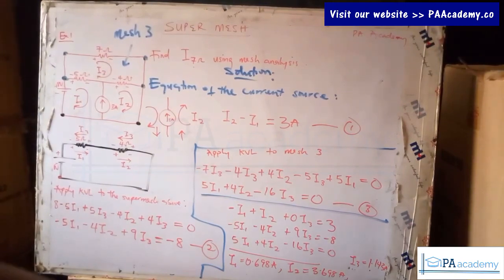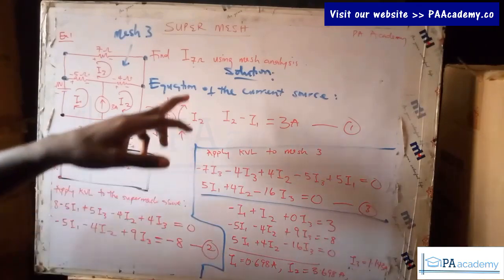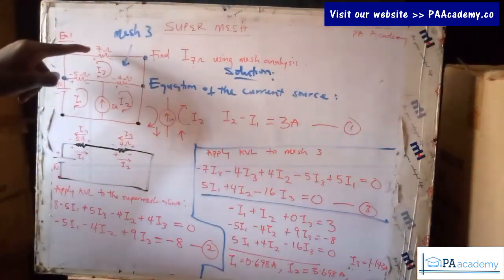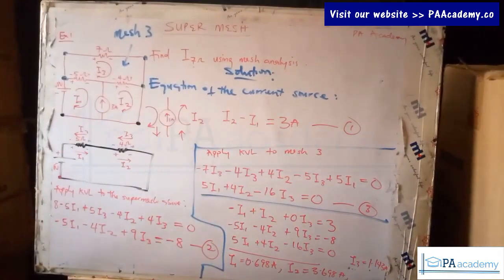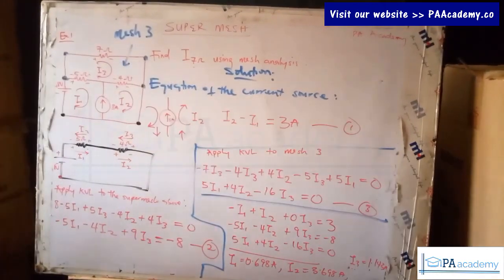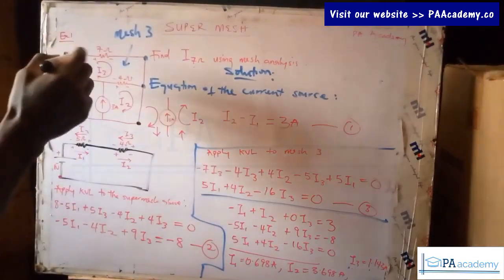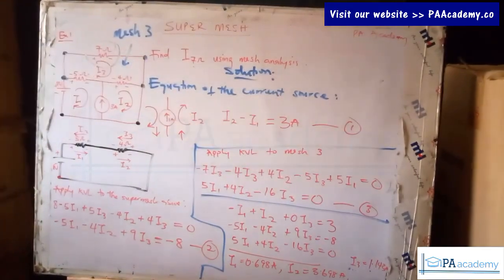where we are stopping, because that's not what we are actually looking for. The question went further, so we should look for the current that is flowing through the 7 ohm resistor. So in getting the current that is flowing through the 7 ohm resistor, remember this is the 7 ohm resistor here that we are having here.